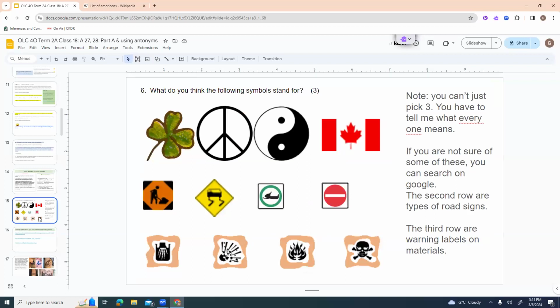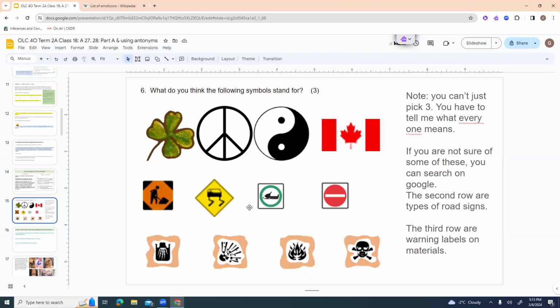Okay, so here are 12 symbols, and they want to know, what do you think the following symbols stand for? And basically, every 4 symbols is worth a mark. A lot of these are really, really obvious. Like, I'm pretty sure everybody knows what this is. If you're not sure, you can search on Google.